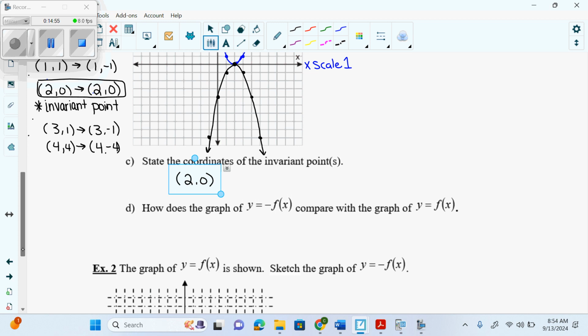So every single time our y is anything but 0, it will change. So if it's 4, it would be negative 4. If it's 1.76, it would be negative 1.76. If it's negative pi, it would be pi. Correct? But if it's 0, negative 0 does nothing. So we get invariant points when we have a reflection in the x-axis when our y's are 0. Right? Because 0 times negative 1 is still 0. So how does the graph of negative f of x compare? It's called a reflection in the x-axis.